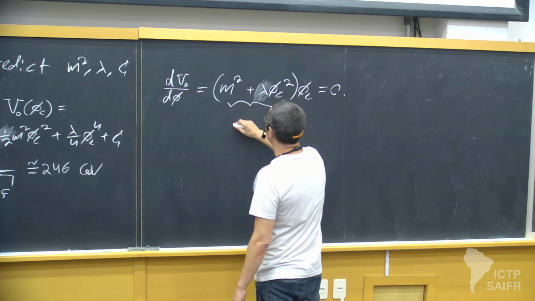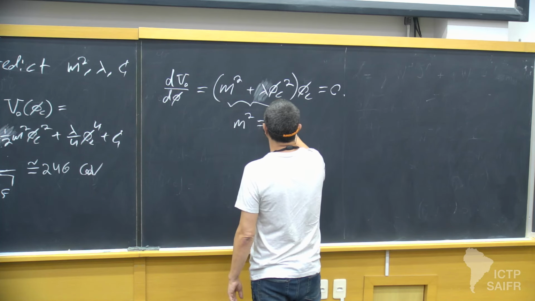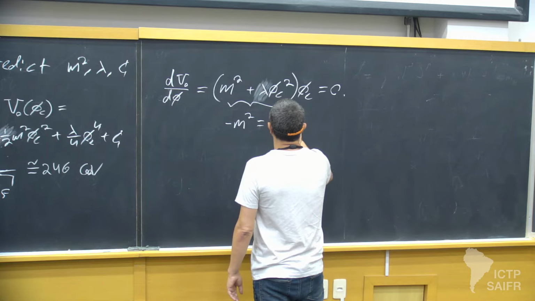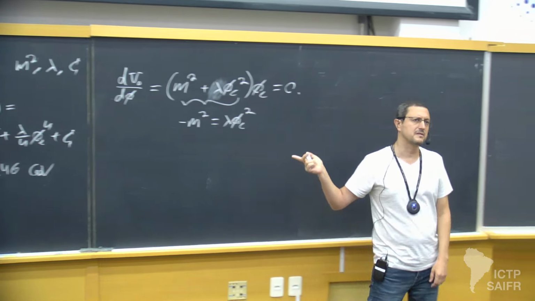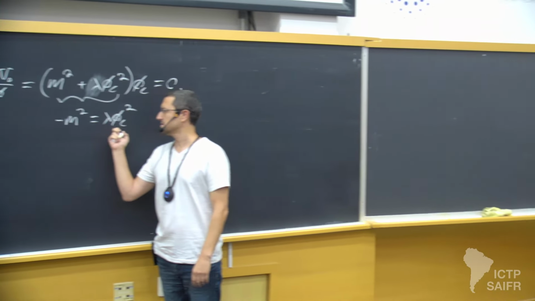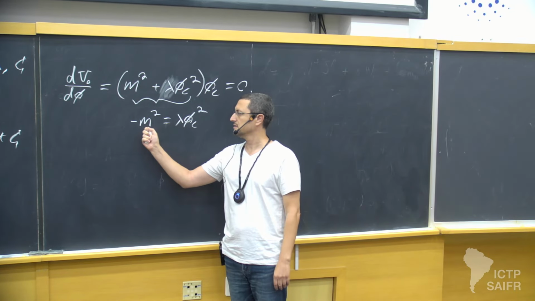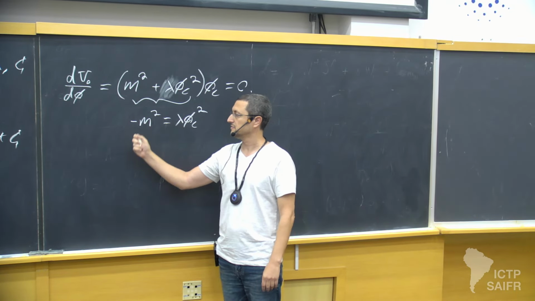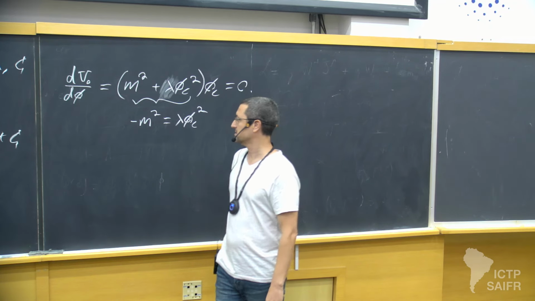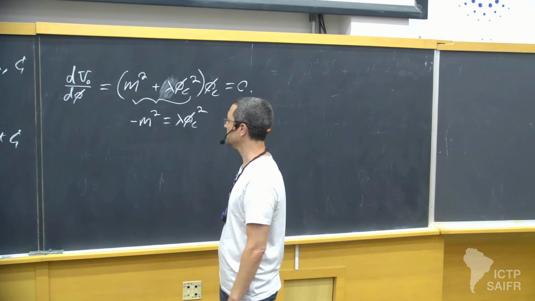This solution says that m squared is equal to, or minus m squared is equal to lambda phi c squared. This lambda is positive. We'll talk about it in a minute. And so you can see it's consistent. A positive number times phi c squared is equal to a positive number, minus m squared, and m squared is negative, right? So this is all consistent. So that's one relation that we have.